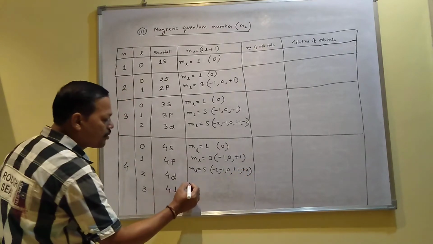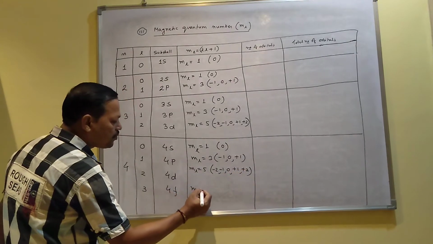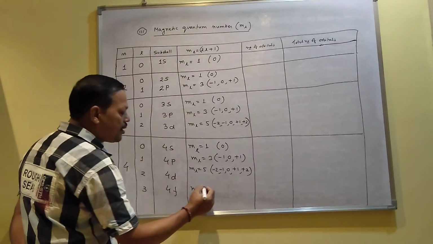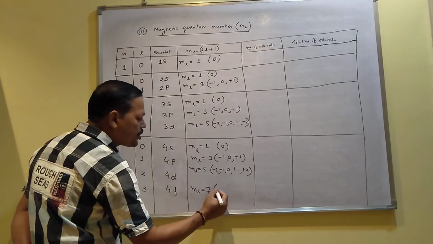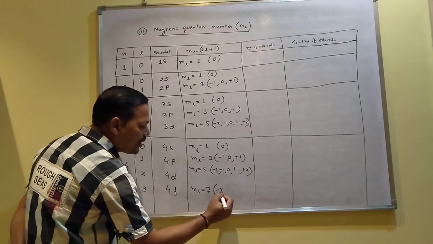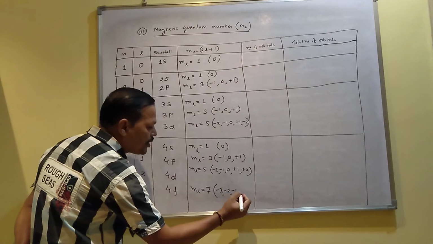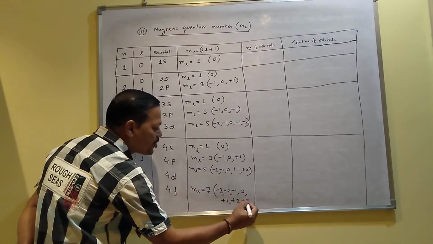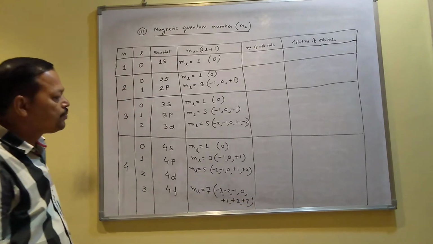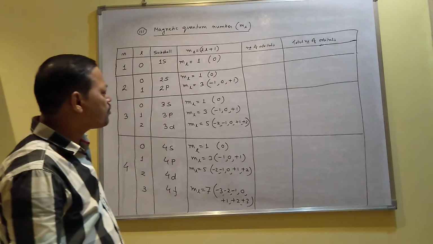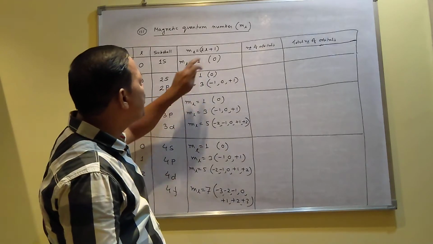And for l = 3, when you put 3 in 2l plus 1, you will get 7. What are the values? Values start from minus 3 because the l value is 3: minus 3, minus 2, minus 1, 0, plus 1, plus 2, plus 3. These are the values. So in this way you can find out the values of ml. And let's see the values.